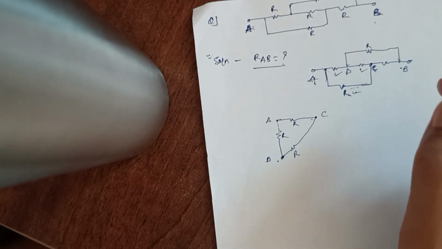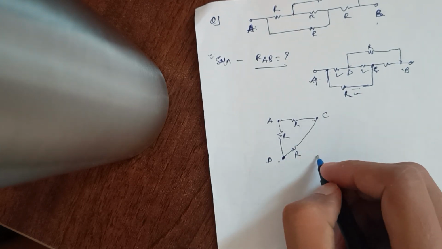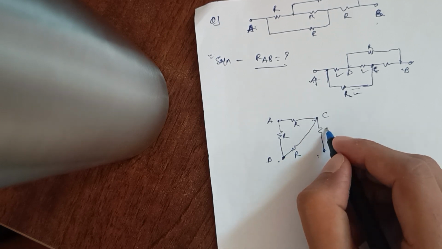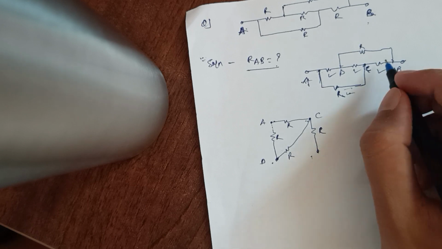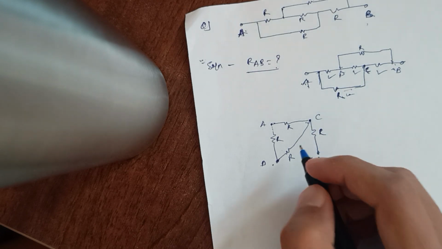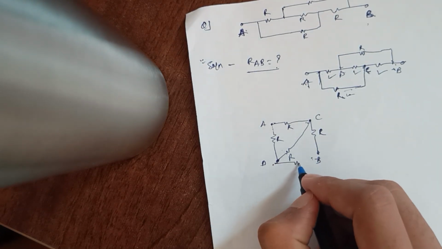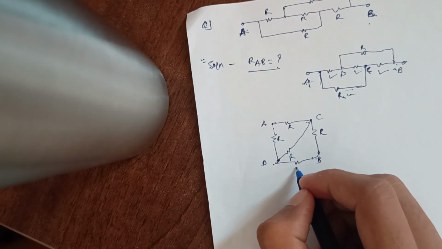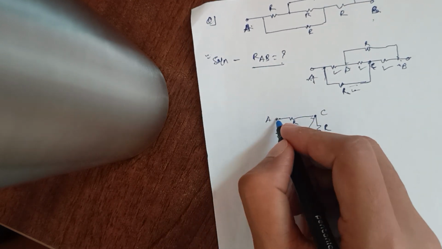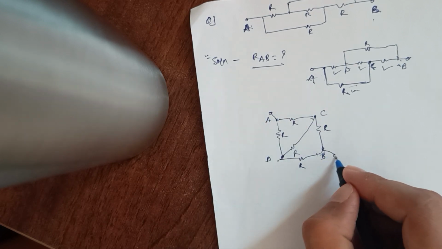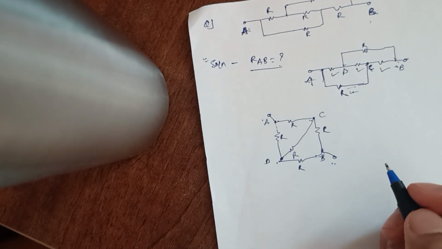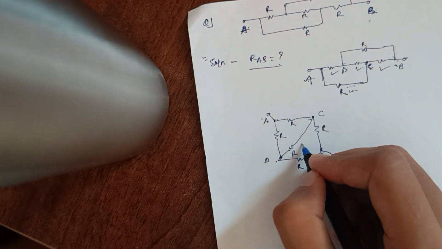Between C and B there is one resistor. Between C and B, where is the B node? We'll just redraw here, C and B resistor. This resistor is gone. Between B and D there is one resistor, B and D. So these are the resistors. Now we have to calculate the resistance between the A terminal and the B terminal. This is the A terminal, this is the A terminal, this is the B terminal. So you are able to see that this is the Wheatstone bridge.